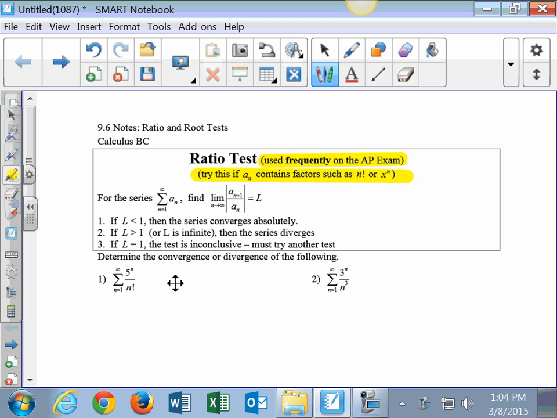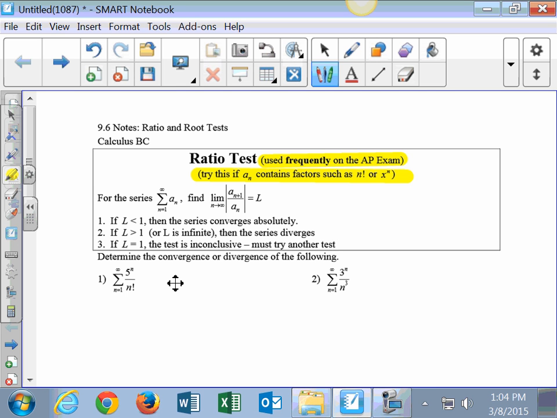Okay, so for this series, a sub n as the summation as n goes from 1 to infinity, I have the limit as n goes to infinity of the absolute value of the next term, written as a sub n plus 1 divided by a sub n equal to L. Now, depending on what L is, if L is less than 1, we know that the series is going to converge absolutely. And again, absolutely just means it's guaranteed to be convergent. It's the stronger type of convergence. Okay, but a lot of times we'll just say that it converges.